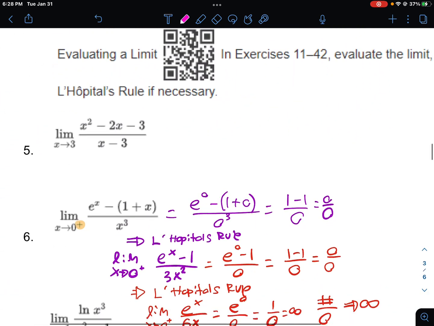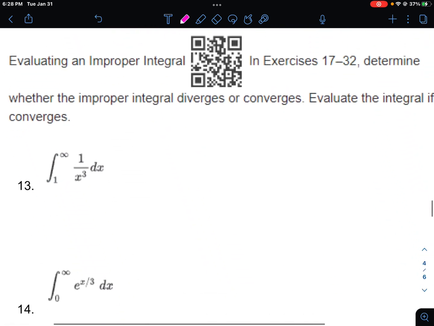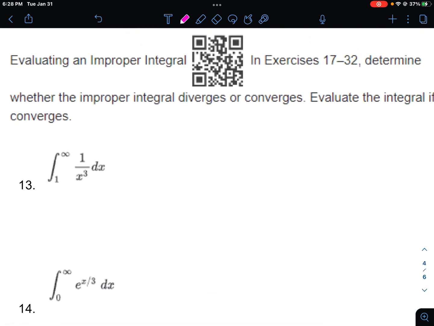Okay. So what we're going to do is we are going to go down and try an improper integral. We're going to do one of these.